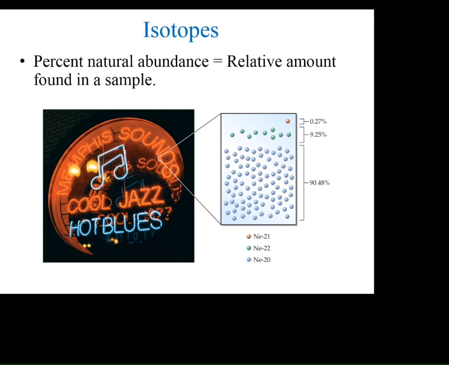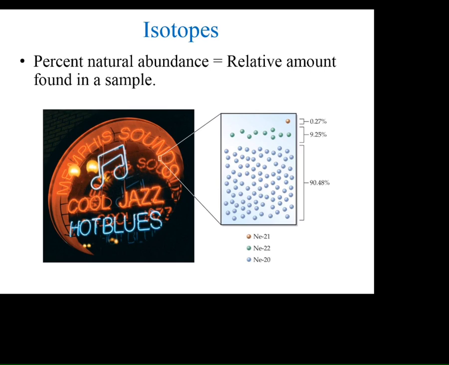So in our case, for neon, most of it, 90.48% of it, is neon 20. You see what I'm saying? And then 9.25% of it is the green, neon 22, and 0.27% of it is the orange here, neon 21. So again, it's not all the same, right? It's different isotopes. Again, these have different masses.